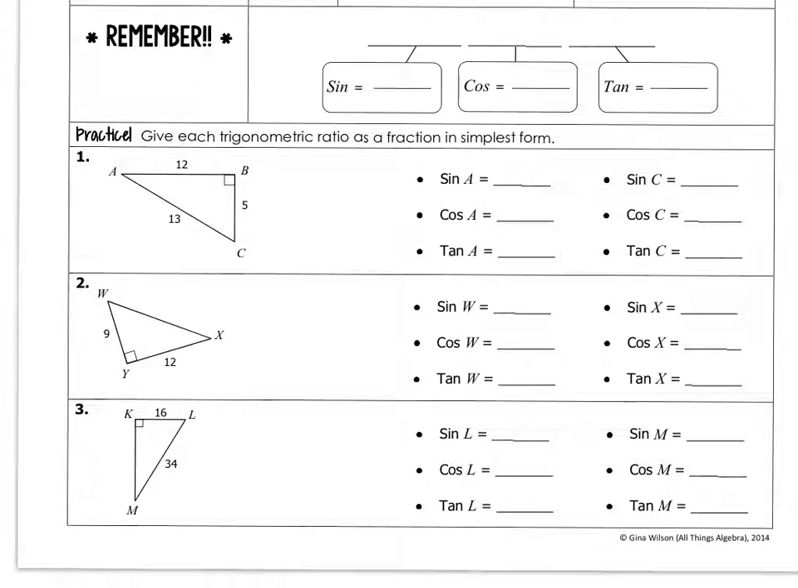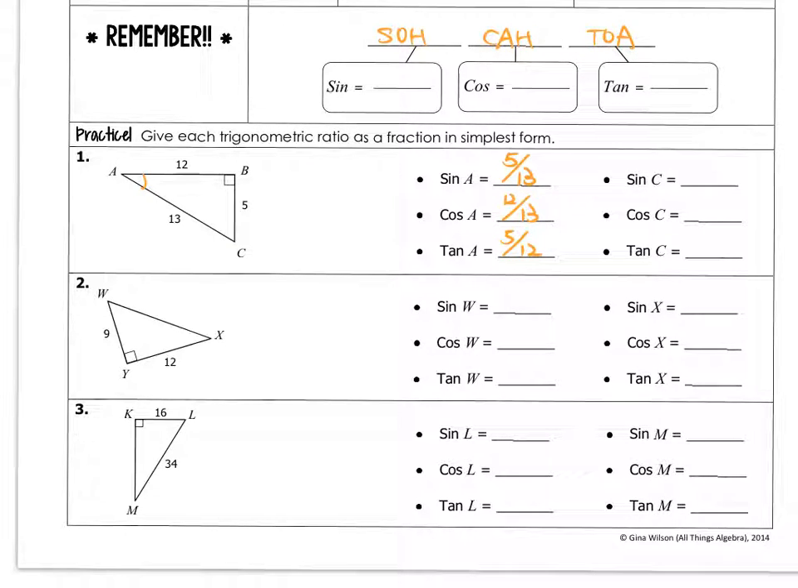Let's look at some practice problems. I have a right triangle here with sides 5, 12, 13. This is one of the Pythagorean triples. If I'm looking at sine A, I should write out SOH CAH TOA. Sine is opposite over hypotenuse: opposite is 5, hypotenuse is 13. Cosine A, CAH: the adjacent leg is 12, hypotenuse is 13. Tangent, TOA, is opposite leg over adjacent leg. That's my definition.